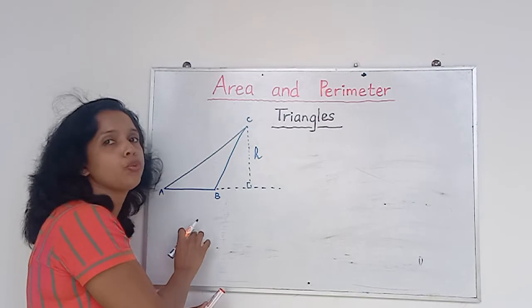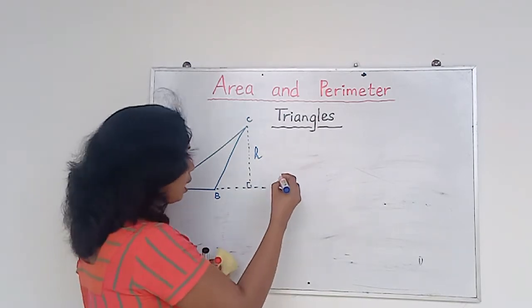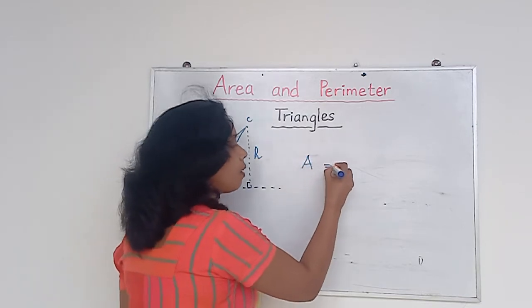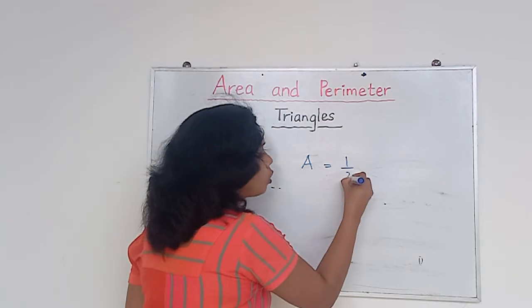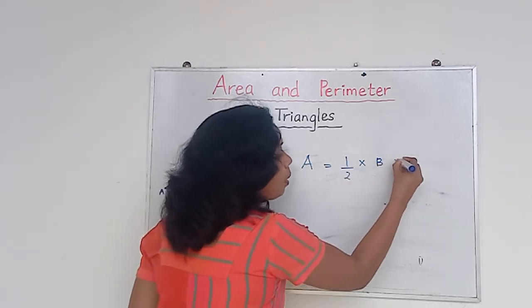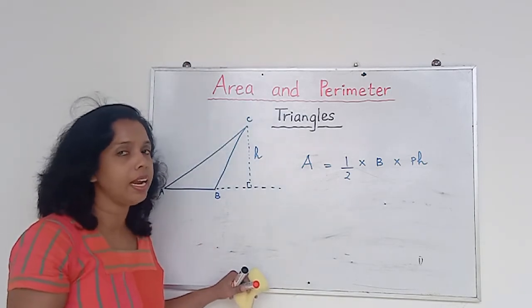Now, I ask you to find the area of this triangle. Children, tell me, how do you find the area of a triangle? Whatever the type of triangle, what is the formula you want to use? Half into base into perpendicular height. So that is the formula you want to use, right?